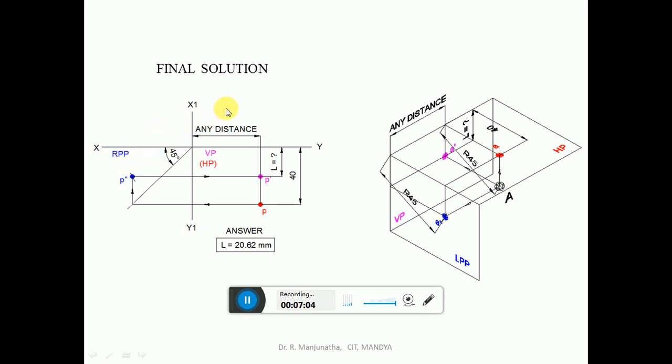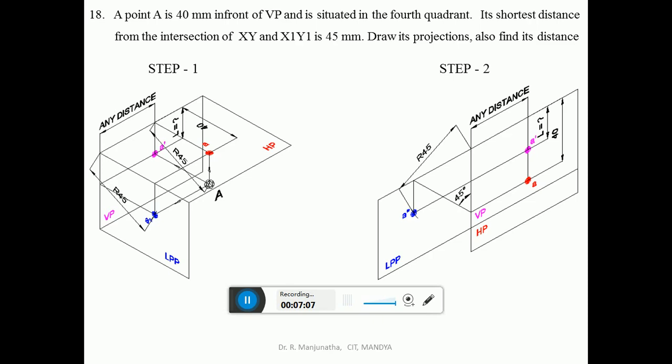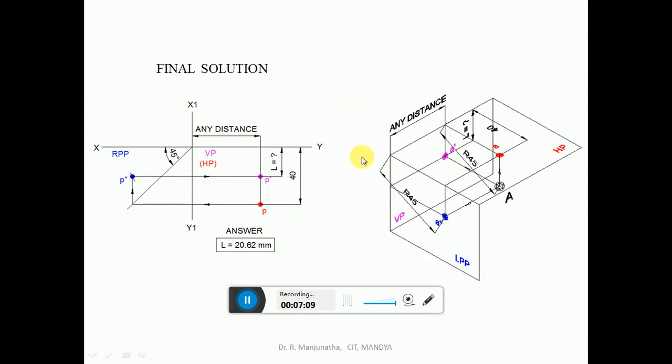Then mark a point here. Since we do not know the distance with respect to the profile plane, you can take whatever distance you want and then draw a vertical projector. Then the distance in front of VP is given, which is A. This is in front of VP, which is 40 mm. So from the XY line you measure 40 mm and mark this point. This is in front of VP, seen in HP.